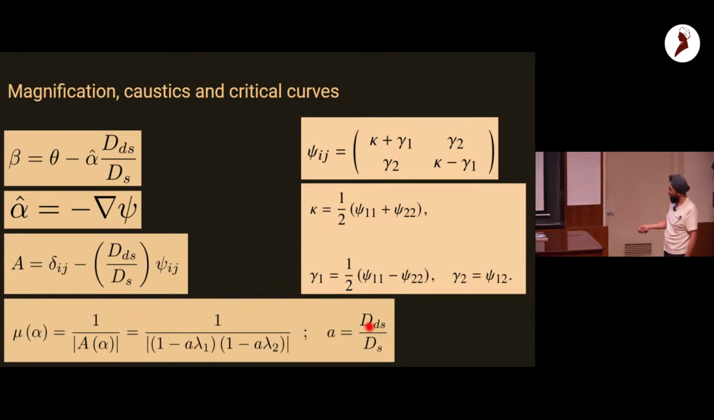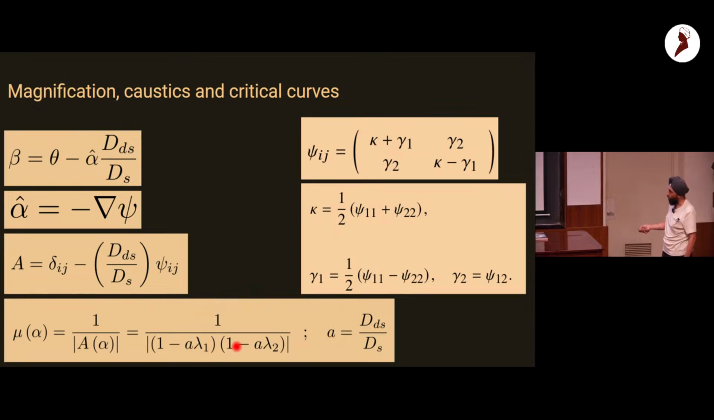And I'll have a stretching factor, which is just the ratio of 2 distances. This particular 2 by 2 matrix can also be written in terms of what is called the convergence, kappa, which gives you the overall magnification, and shear. There are 2 components of shear, gamma 1 and gamma 2, which tell you about how the images will get distorted. Kappa will just talk about concentration or dilation of the overall image. Cusp and fold correspond to those situations where one of these 2 brackets goes to 0. Okay? Now, it turns out that there is one unstable image form where one of them goes to 0. That is called swallowtail. We'll come to that in a short while.